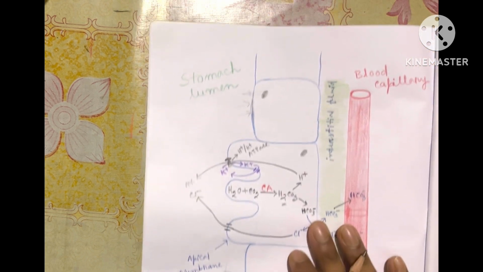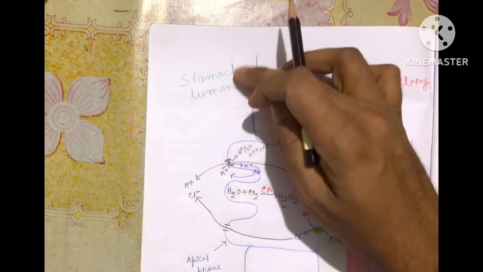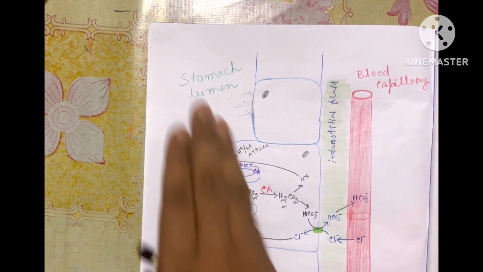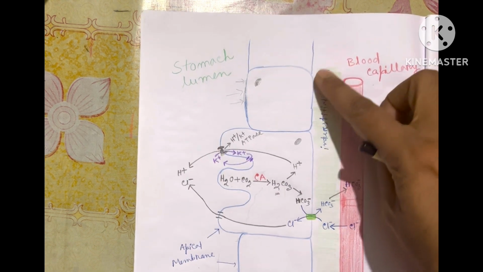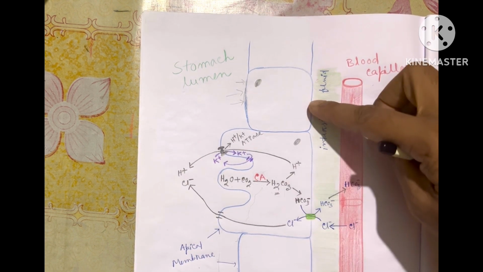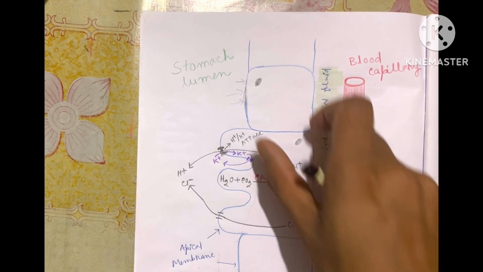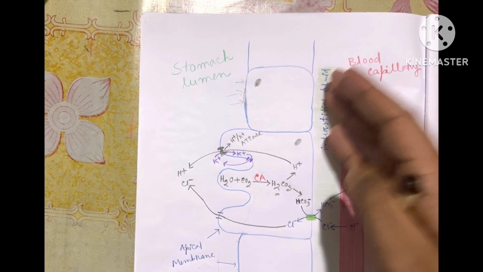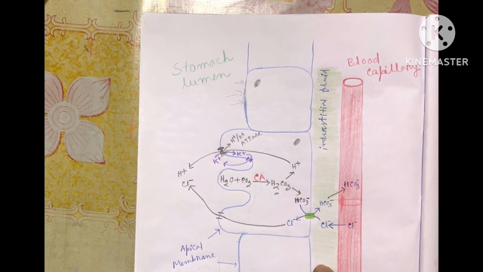Now the next word is apical membrane. So what is apical membrane? Here you see this is our stomach lumen. Stomach lumen means this is the inner linings, and this is the outer linings of our lumen. Suppose this is the luminal side. Just opposite we have our basolateral membrane.